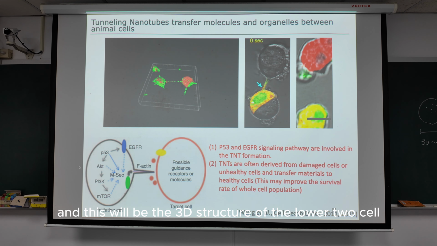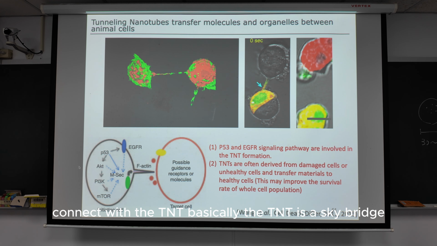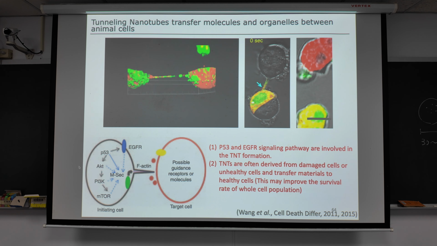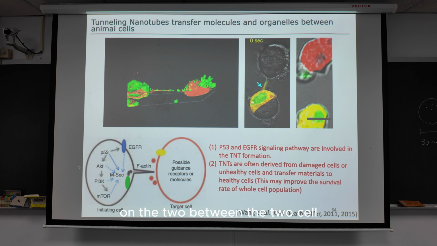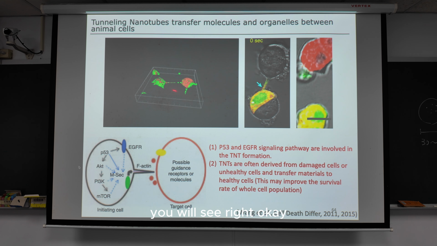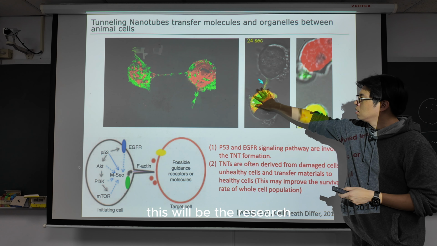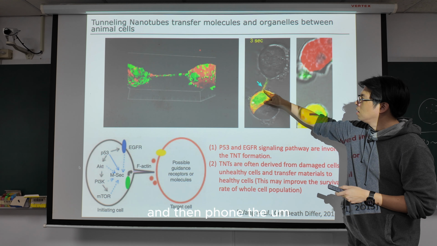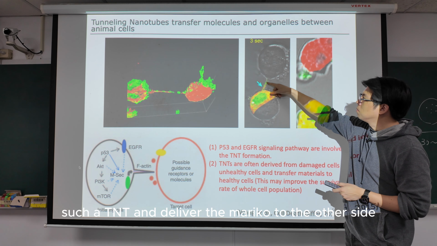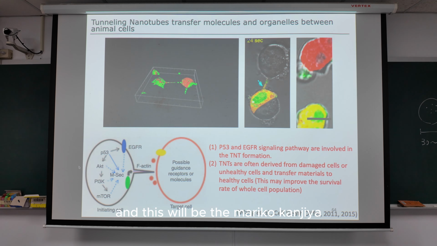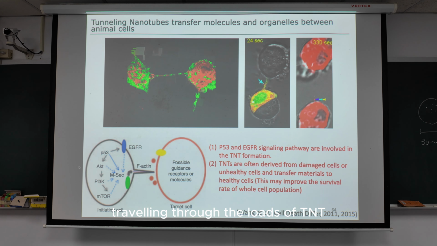And this will be the 3D structure of those two cells connected with the TNT. Basically, the TNT is a sky bridge. They do not lie on the ground. They actually suspend between the two cells. You will see the researchers just labeled the component in this cell, and they found such a TNT delivering the molecule to the other side. And this will be the mitochondria traveling through those TNT.